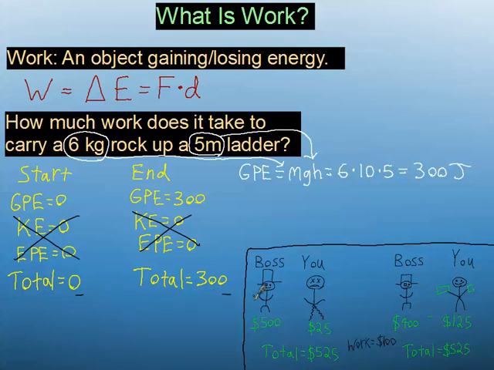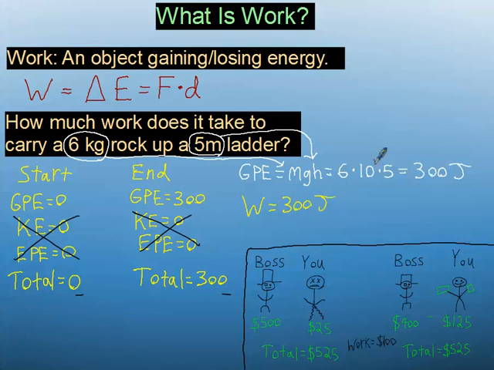Sort of like this worker over here. He started with $25 and ended with $125. So he got $100 richer. This rock gained 300 joules of energy. And since I said over here that work is the change in energy, we would say that the amount of work done to the rock was 300 joules. So we would say W equals 300 joules, since it's the change in energy.